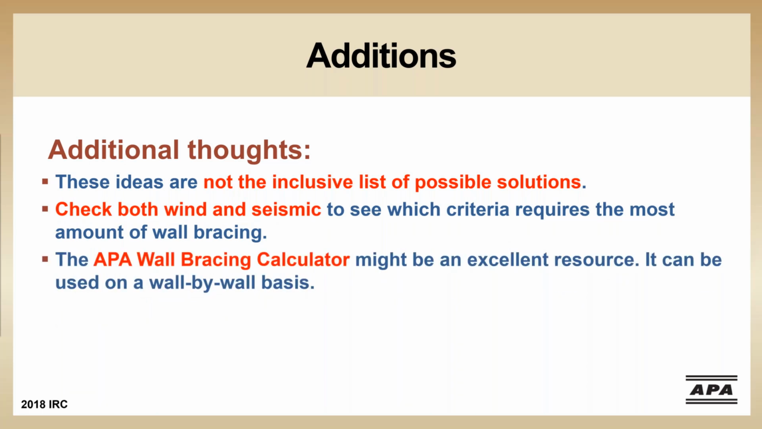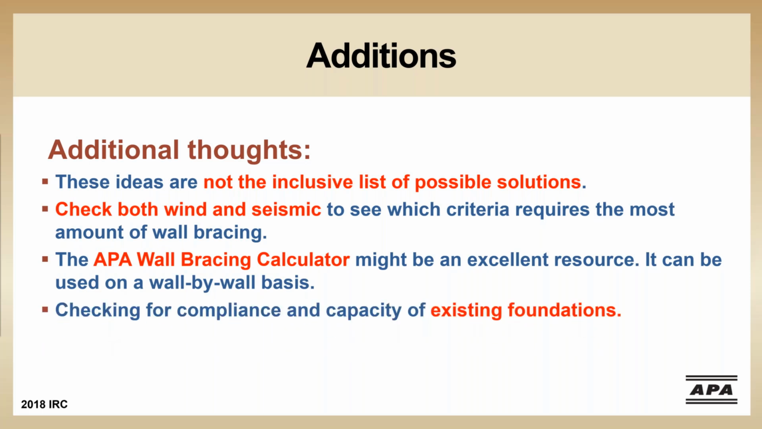The APA wall bracing calculator can be a great tool to use as it allows you to look at each wall separately for prescriptive compliance. The calculator also checks for both wind and seismic simultaneously. Note that the APA wall bracing calculator does not check for irregularities or story-to-story requirements. These checks will need to be done prior to use of the calculator. One of the biggest watchouts is accounting for the actual existing foundation construction and making sure it has the capacity for any additional lateral and gravity loads.